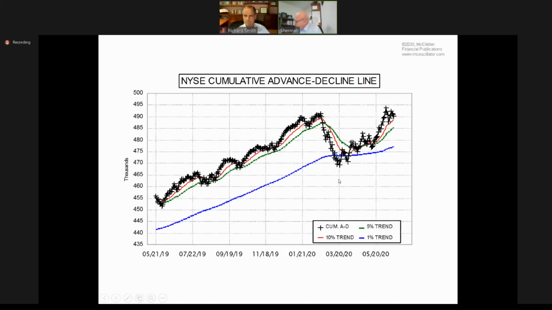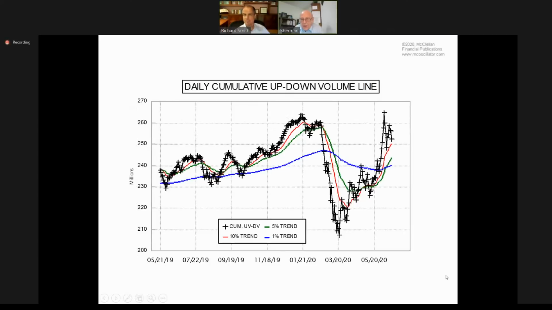So this is showing that on the New York Stock Exchange, there are more stocks going up than going down on a daily basis. Now, when we look at the daily volume line, it made its high in January. And of course, that was one of those cycle highs that we showed, around the middle of January. And then we had a lower top in February.